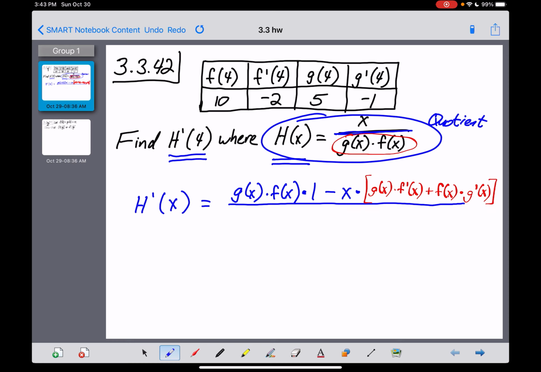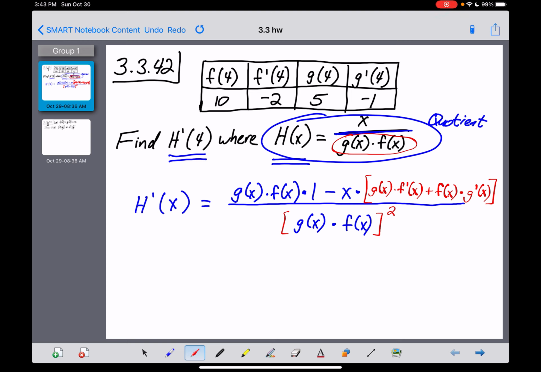Now wait a minute, I'm not done with the quotient rule. So I did my numerator, bottom times derivative of the top minus top times derivative of the bottom, all over the bottom squared. So what I'm going to do here, guys, is put in brackets my denominator, which is g of x multiplied by f of x, and that entire denominator is going to get squared.